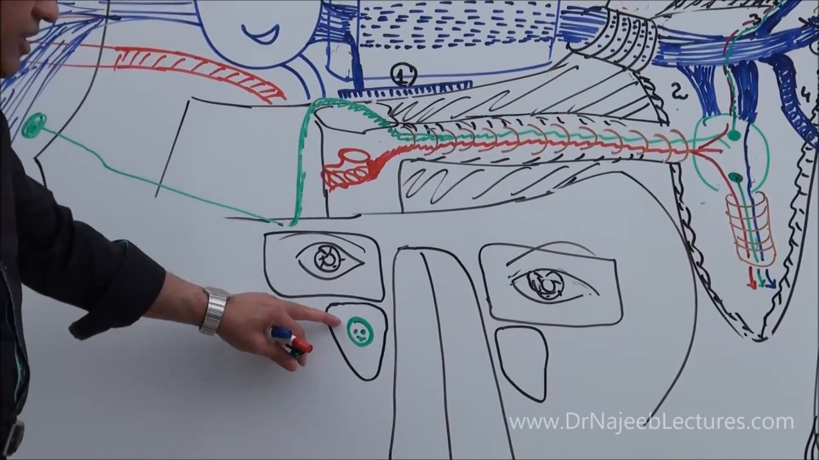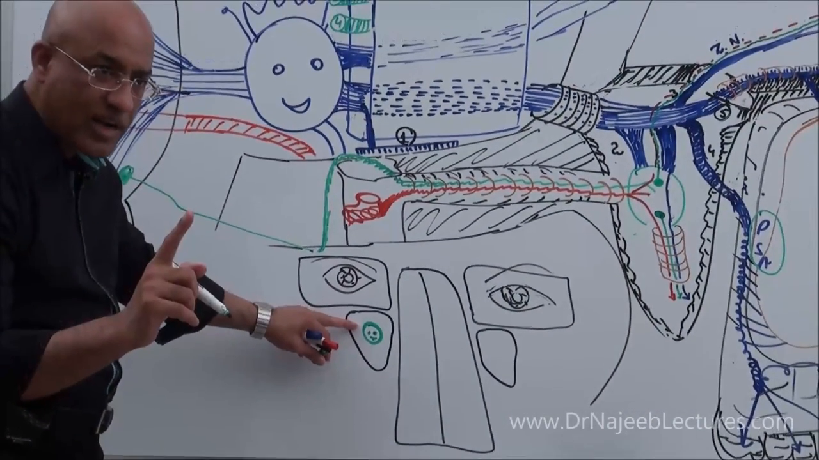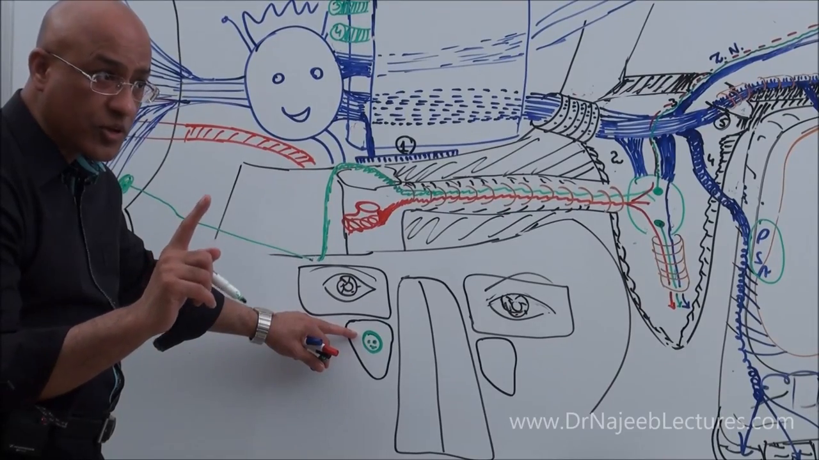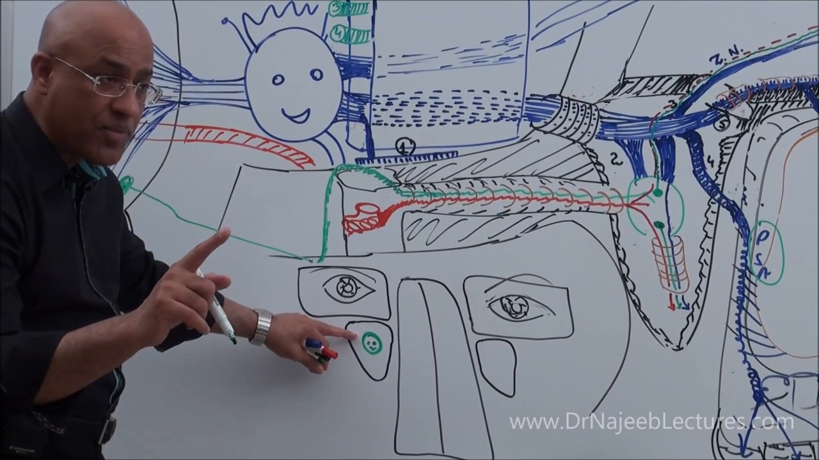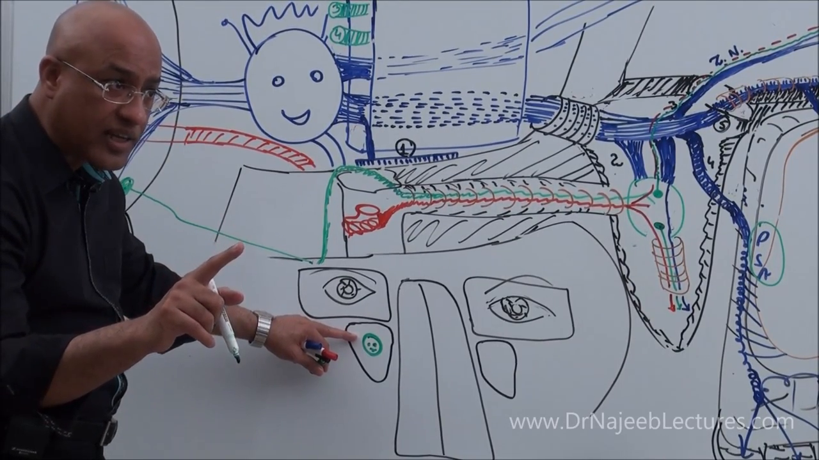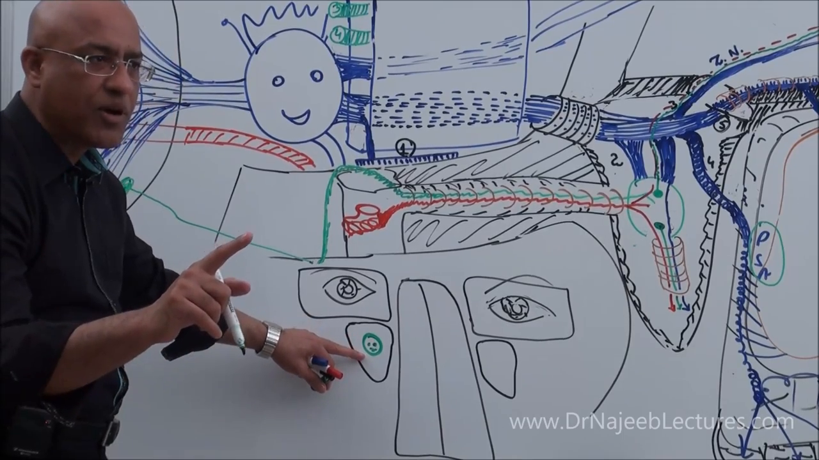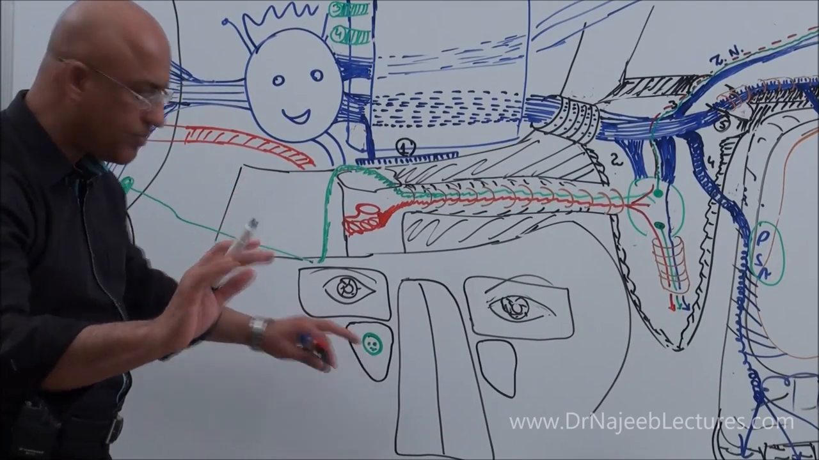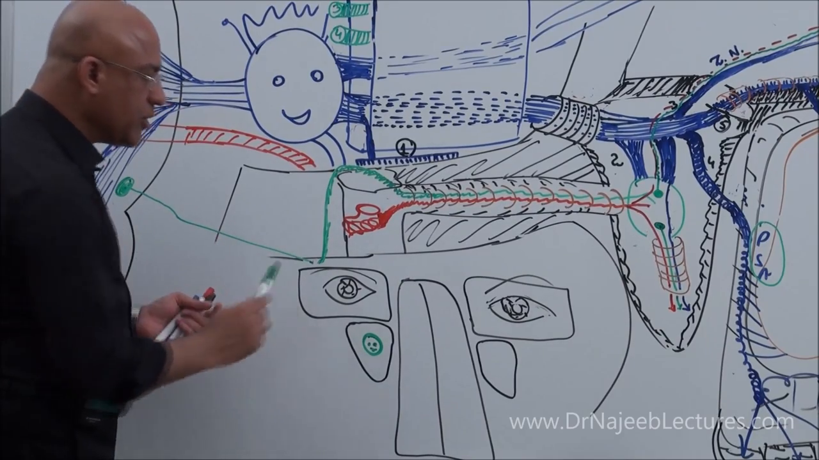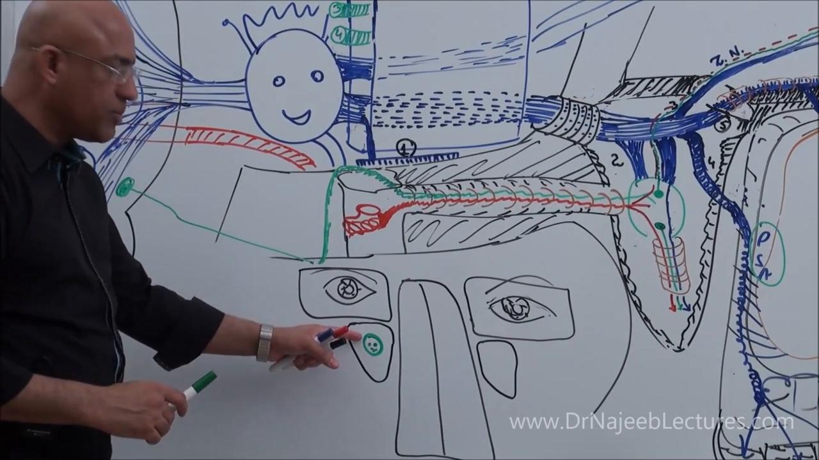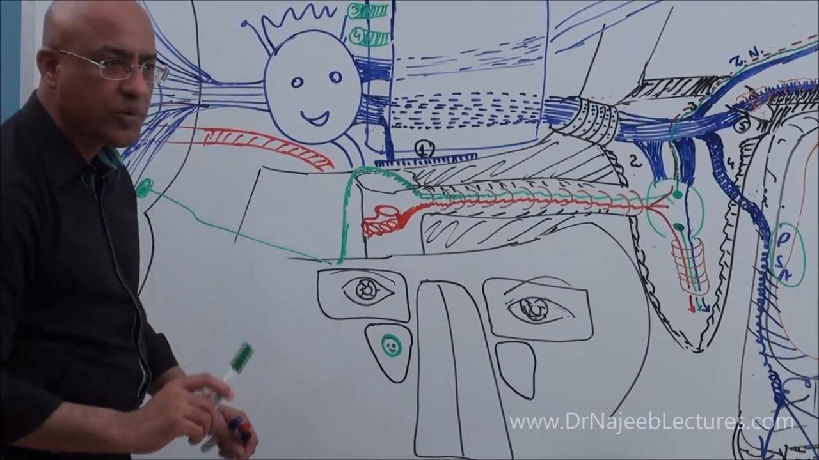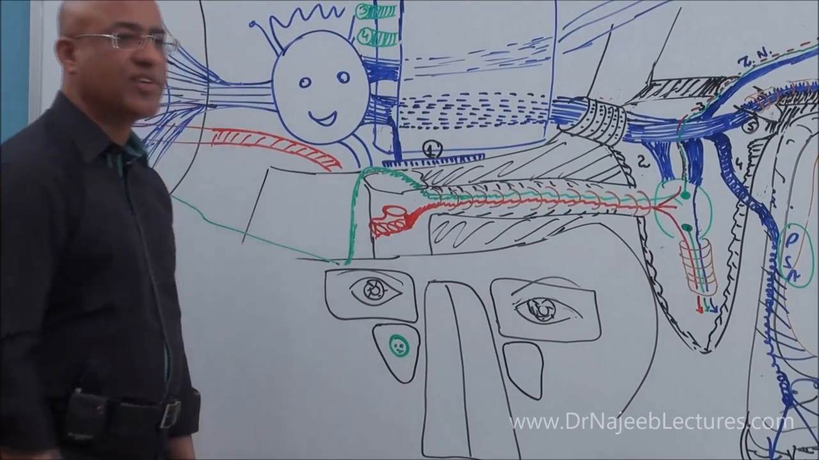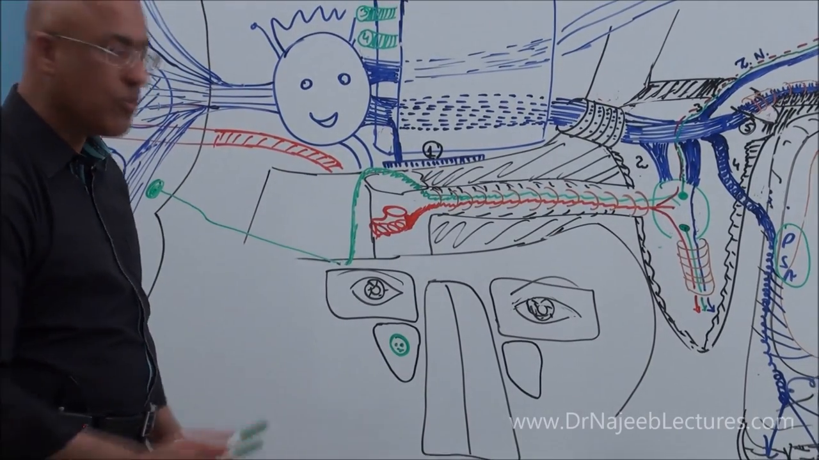The ganglion has sensory fiber coming from the maxillary nerve, parasympathetic secretomotor fiber, preganglionic, coming from the greater petrosal nerve and nerve to trigeminal canal, and sympathetic fiber coming from the deep petrosal nerve and nerve to trigeminal canal. Clear? Now, this is the input. Sensory input, parasympathetic input, and sympathetic input. Now, what are the outputs of this ganglion? We are going to talk about.